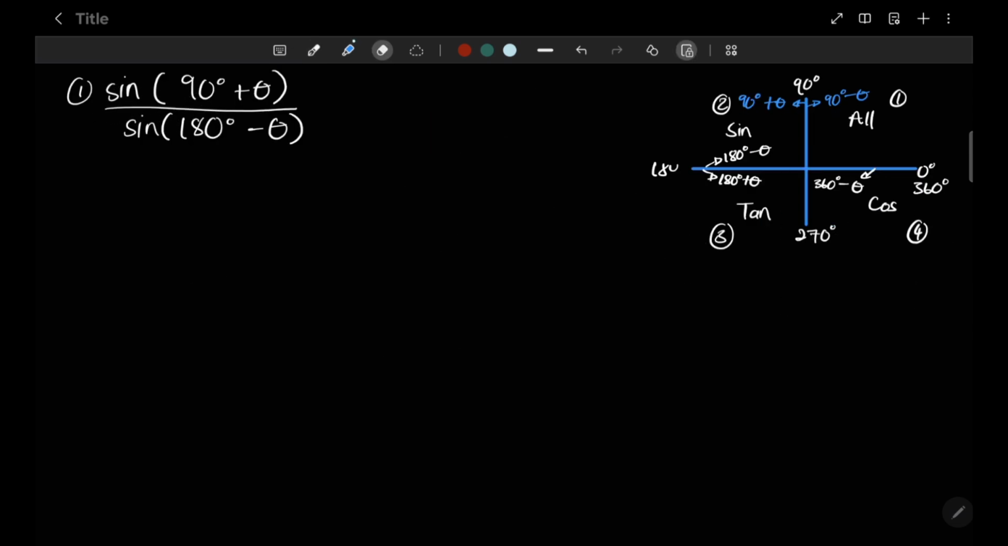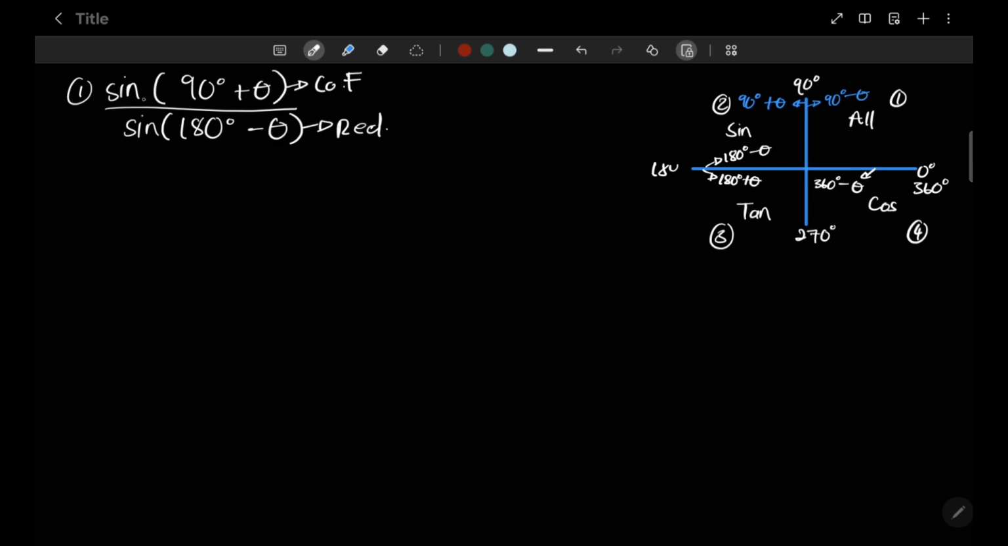We have sine of 90 degrees plus theta over sine of 180 degrees minus theta. The first thing that you should do when you get such a fraction in trigonometry is to identify the trig technique that you're working with. In the numerator, we have sine of 90 degrees plus theta. This is a cofunction where you swap between sine and cos. So you can just write co-f so that you don't forget. And in the denominator, we have sine of 180 degrees minus theta. This is a reduction, what we learned in the previous video, so you can just write RED so that we remember. Now let's solve this.